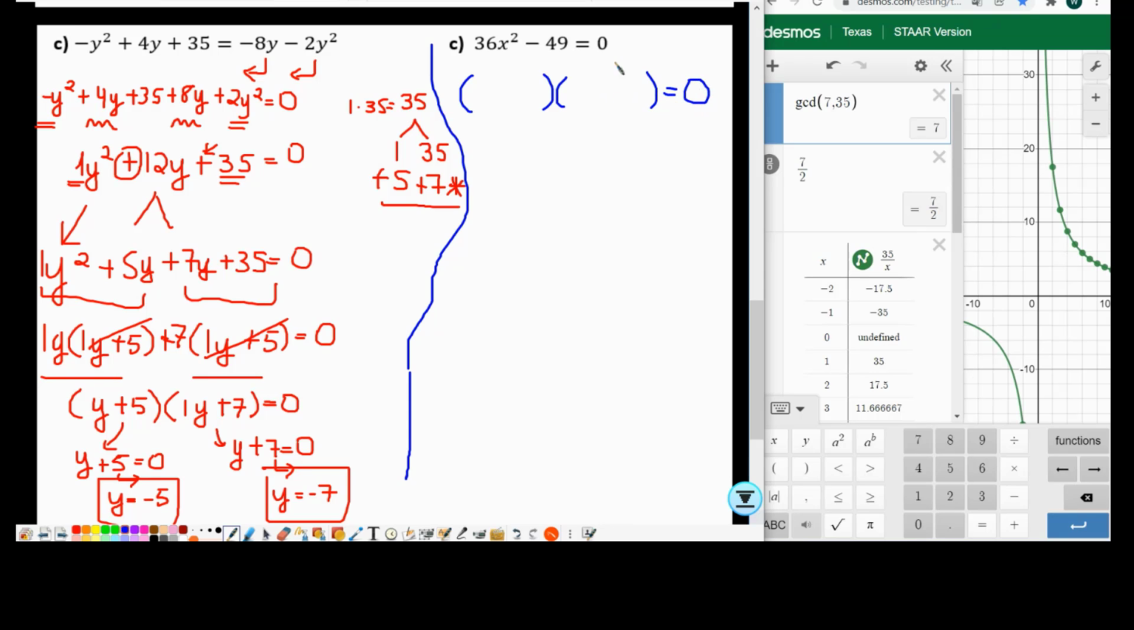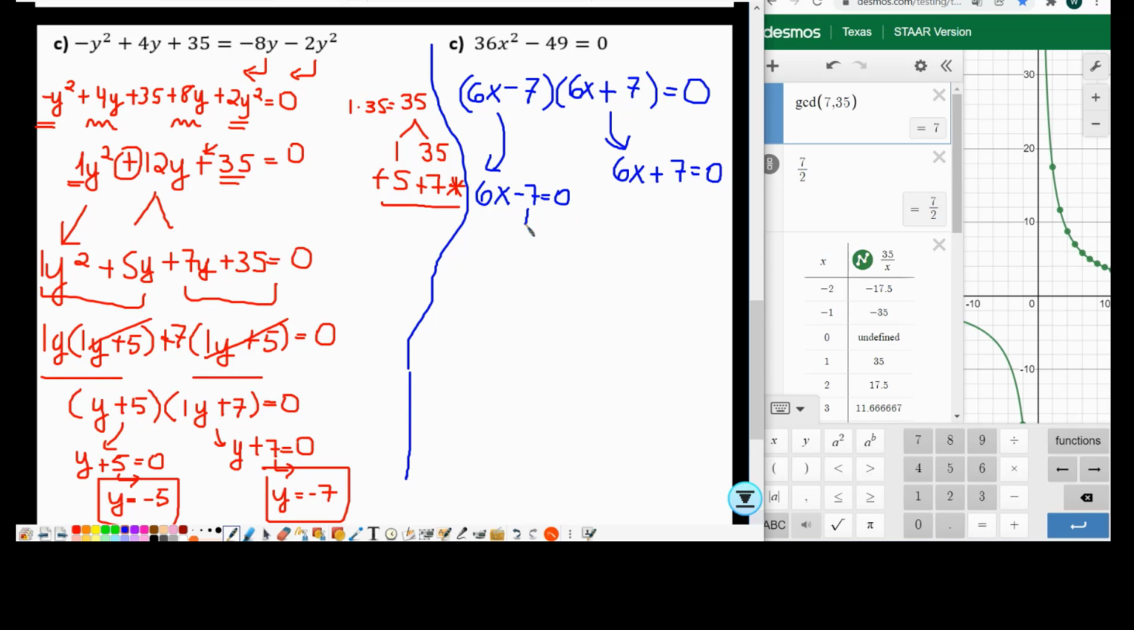We open two sets of parentheses, we put a minus and a positive, and then we take the square root of each term. So square root of 36x squared is 6x, and square root of 49 would be a 7. So that means on the other parentheses, I will also have 6x plus 7. All right, and then all I have to do is break them apart. So this would be 6x minus 7 equals 0. And this would be 6x plus 7 equals 0.